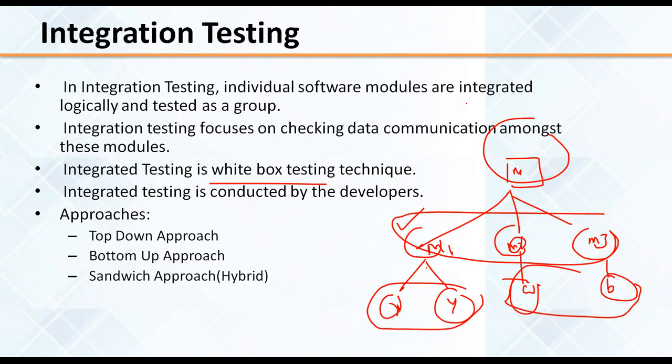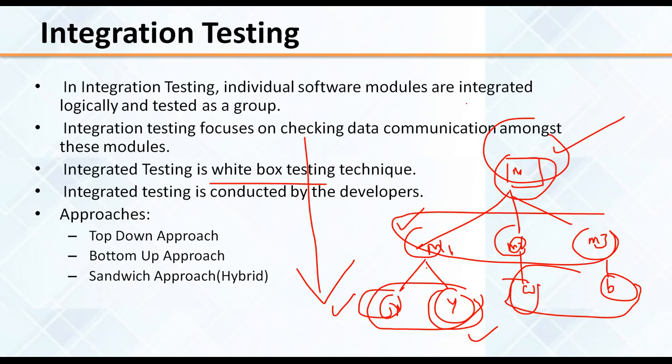So what are those approaches? Let us understand. Suppose in integration, first these two modules are implemented. Okay, and this module is also ready. So this module is already implemented. These two modules are also implemented. So in the top-down approach, first the high-level module is implemented and then the lower modules are implemented. So the top module is already implemented and the bottom two modules are already implemented.